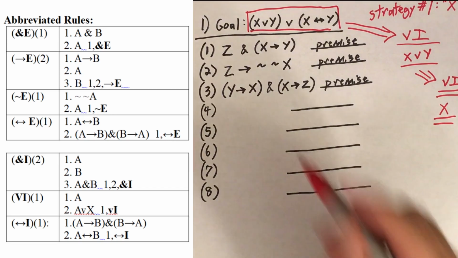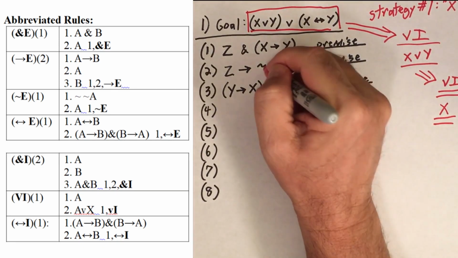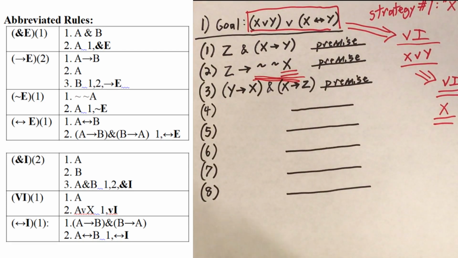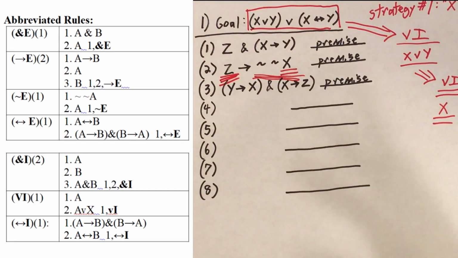All right, so let's do it. So here is the X that I'm going to try to isolate. I can isolate it if I first isolate the double negation, and I can isolate that if I first get Z. Now, let's follow that through. Do you see where I can get Z by itself? Of course. Look at line 1.